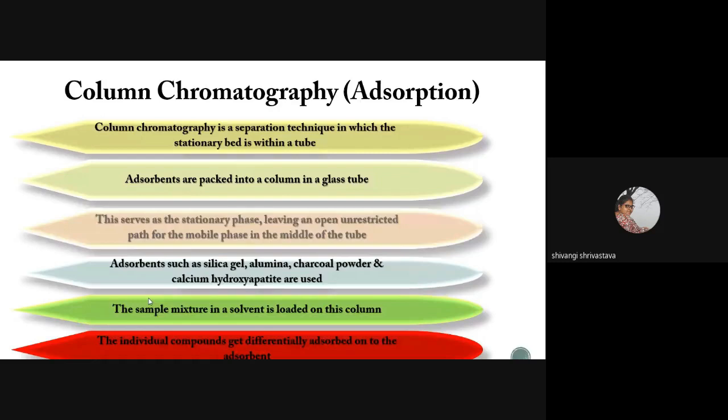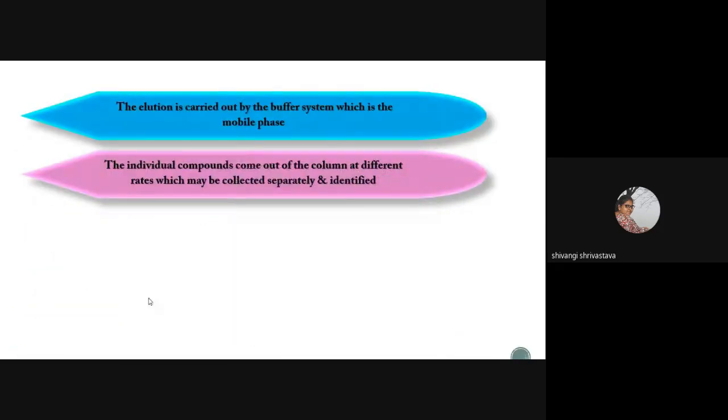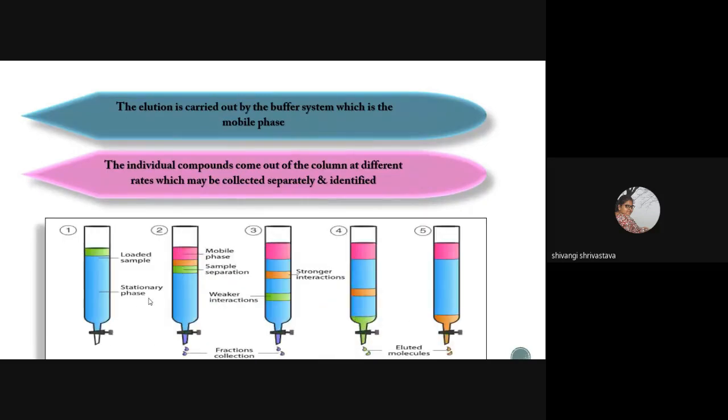Wait, I'll discuss with the diagram, then you can understand it very easily. Here is the diagram. As I told you, it looks like a burette and it contains a bulb. First, this is the stationary bed, and here you can load your sample or mixture. Then it moves due to gravity and separates into different bands. You can see the strong interaction, and these are the weaker interaction. So when it comes here, you can collect it separately and identify which product you collected.